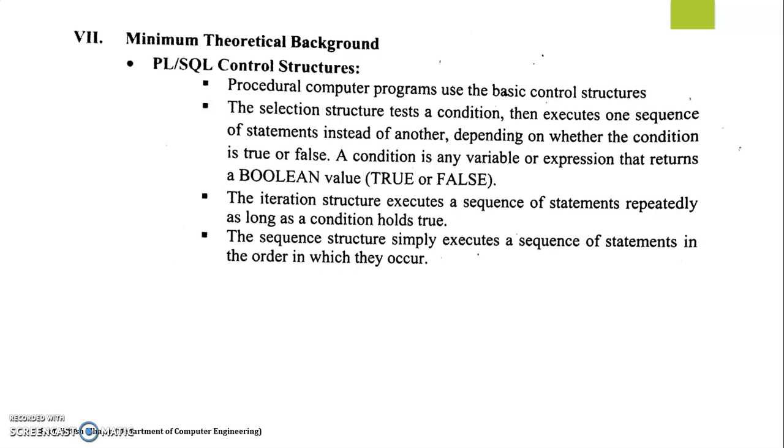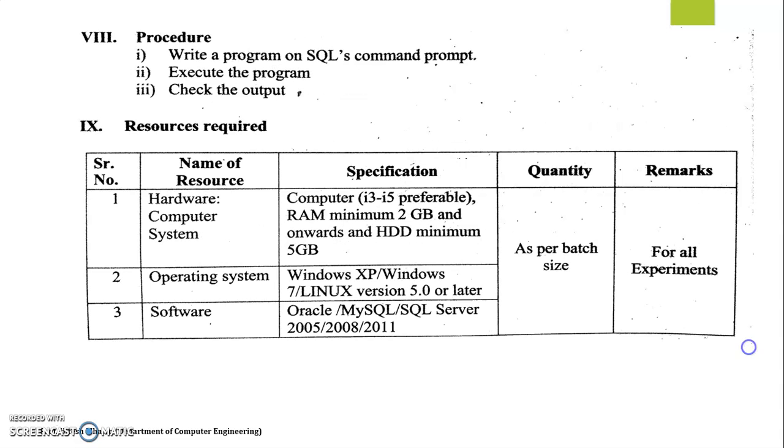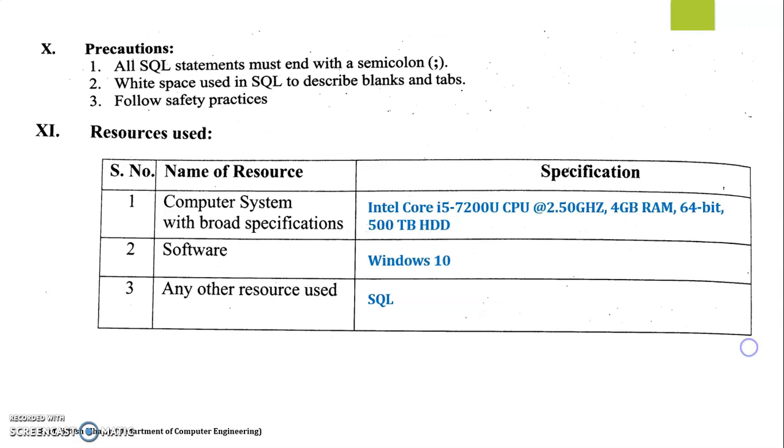Minimum theoretical background required is about the PL/SQL control structures. We have already covered this in a theory session, so you can refer to that video of PL/SQL control structures. Procedure: writing a program on the SQL command prompt, executing the program and checking the output. This is the minimum requirement to perform an experiment. Precautions: all SQL statements should end with a semicolon. White space is used in SQL to describe the blanks and tabs. Follow safety practices. Resources used for this experiment are as given below: the system configuration, Windows 10 and the SQL.